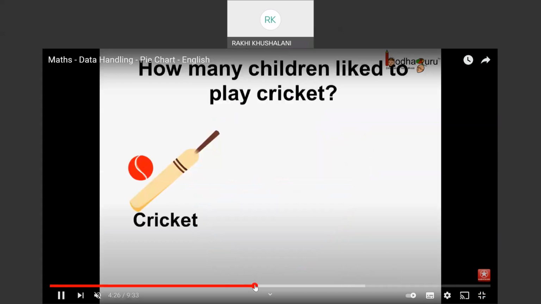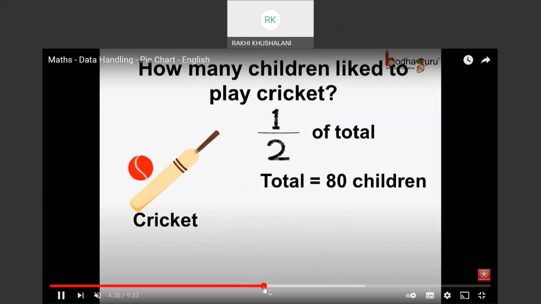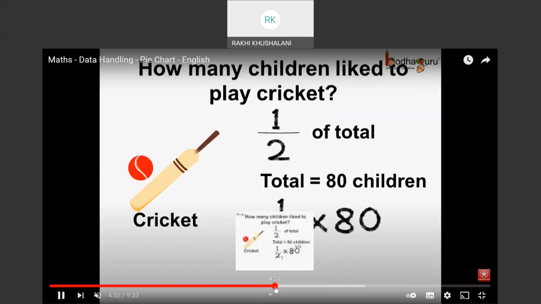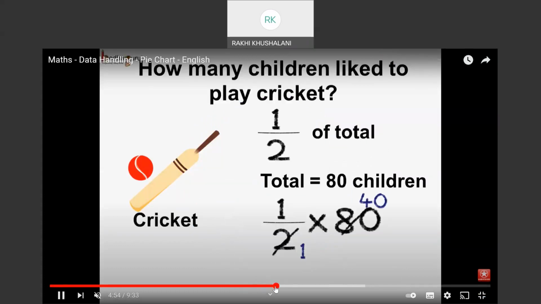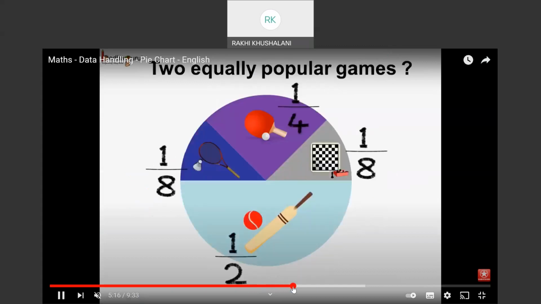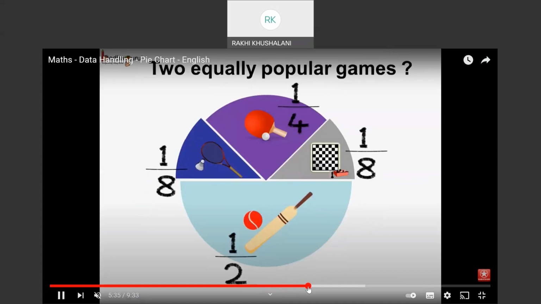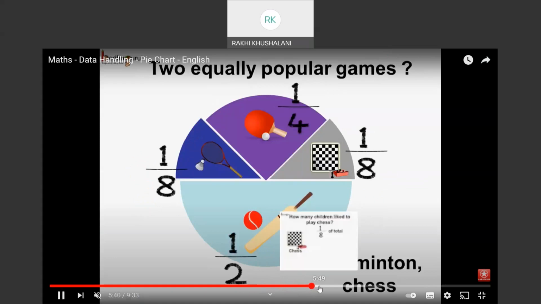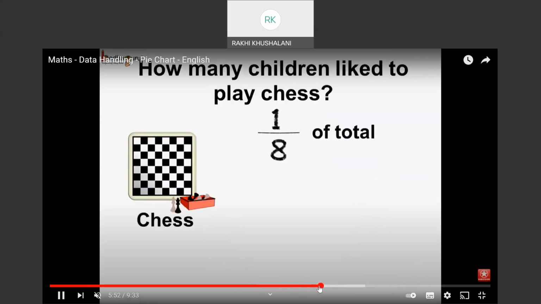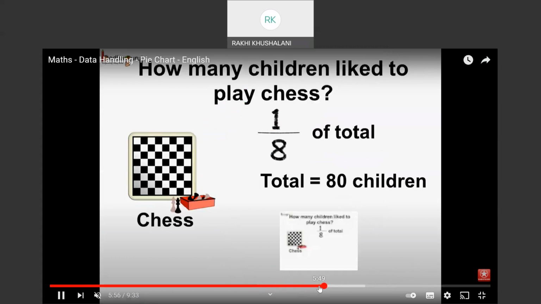Let's see. The cricket, half of the total, that means total 80 students, so half into 80, 2 into 1 is equals to 2, and 2 into 40 is equals to 80. Thus 40 students like to play cricket. Then let's go to the next part. The badminton and chess, which is 1/8 of the total. So 1/8 of the total means 1/8 of 80, right?